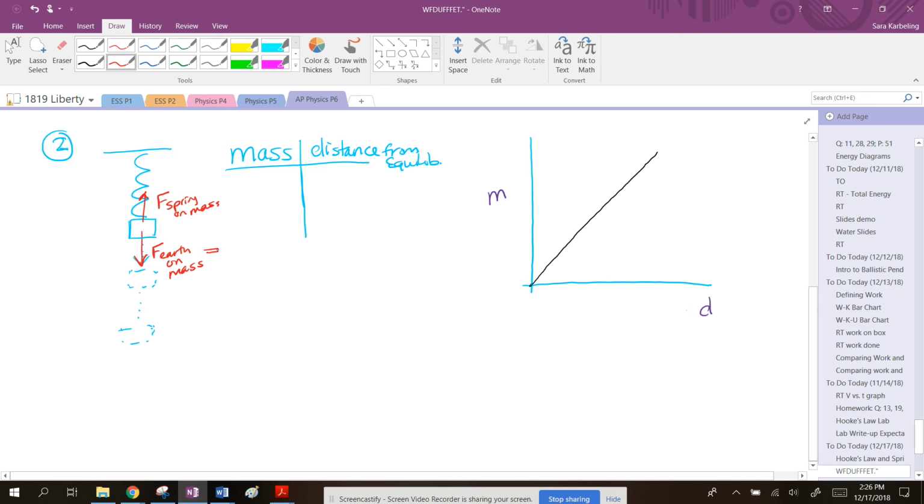The force of the Earth is equal to mg, right? So as the mass goes up, the force of the Earth goes up. And as the force of the Earth goes up, the force of the spring goes up. We okay with that? So instead of writing mass, I'm going to write force of spring. Does that seem reasonable?